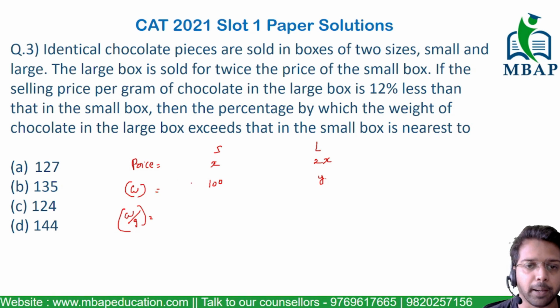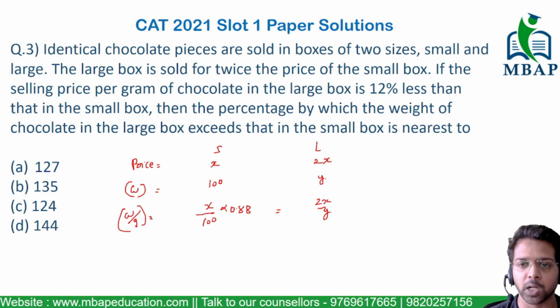So price per gram for the smaller box will be x upon 100, and for the large box will be 2x upon y. And 2x upon y is 12% less than x upon 100. So x upon 100 into 0.88 should become 2x upon y. This is the only part of the expression that we need to actually solve.